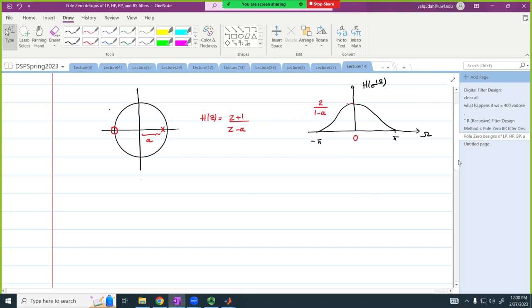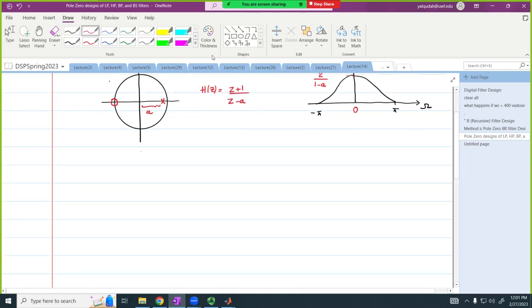How can I implement this filter? Inverse Z transform? I can, and that will give me h of n. Or I can convert it to a difference equation, yes. Y of z over X of z, multiply across, and then put the terms together. It will give me the difference equation that will implement this filter.